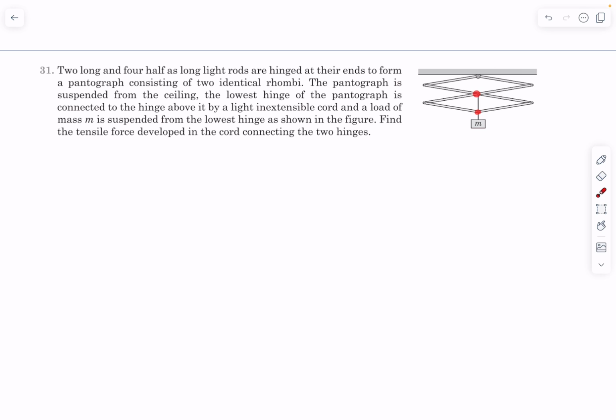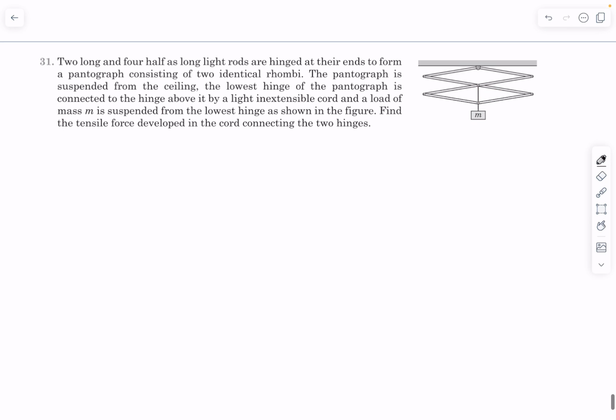Okay, so these two hinges are connected together by a string, and a load of mass m is suspended from the lowest hinge as shown in the figure. Find the tensile force developed in the connecting cords. So we have to find the tension force in this cord. Okay, so let's discuss this problem.